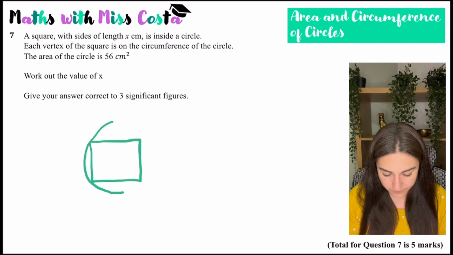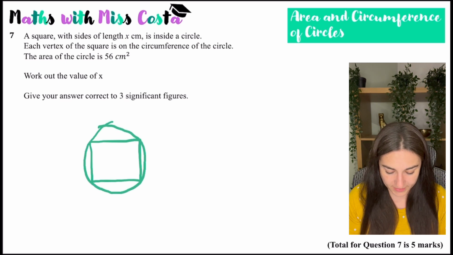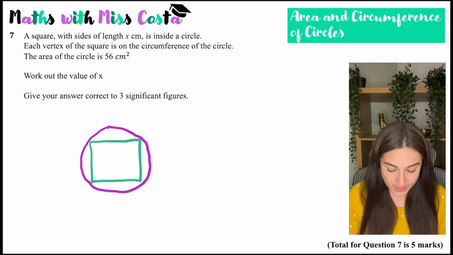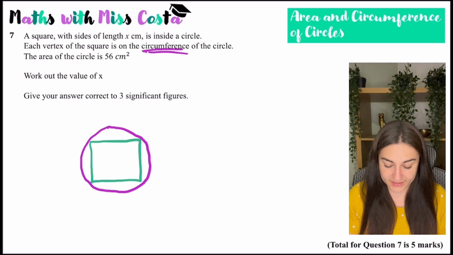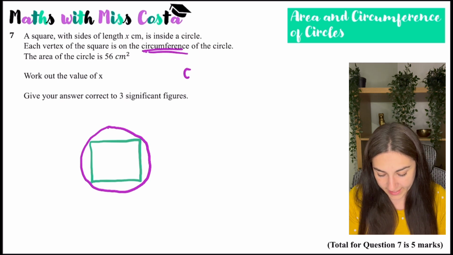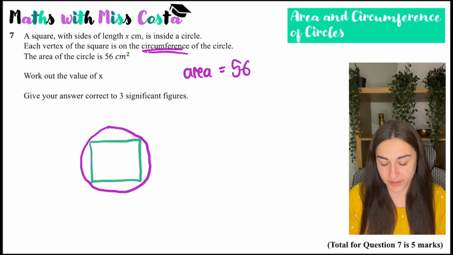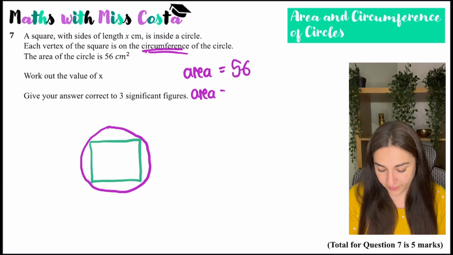Okay, so let's just roughly draw something. That doesn't look very nice. There we go. Inside a circle, each vertex of the square is on the circumference, that's why it's touching it. And I know that the area of the circle is 56. So how do I work out the area of a circle? Area is pi times by radius squared.